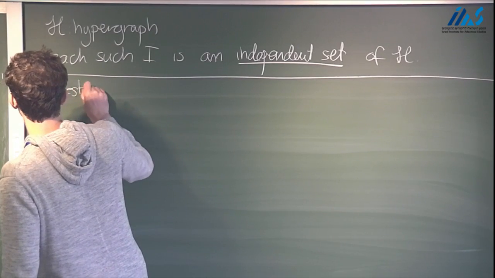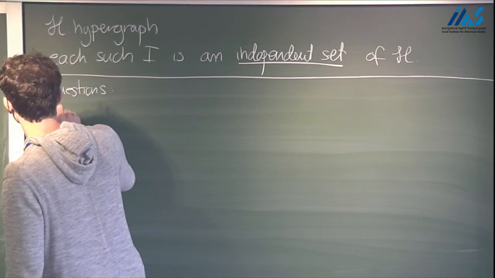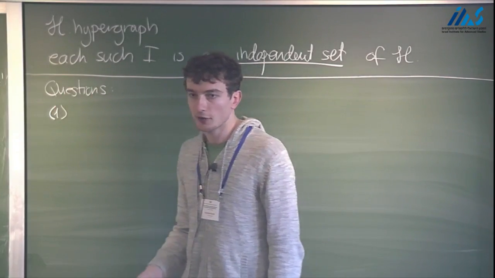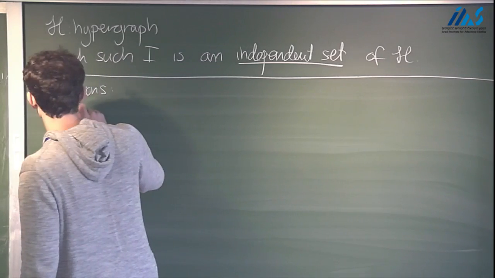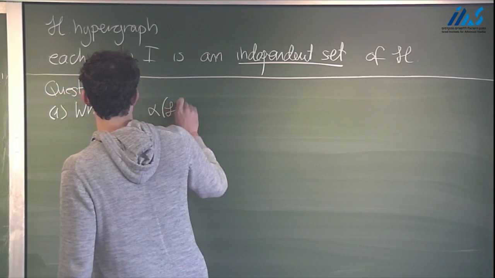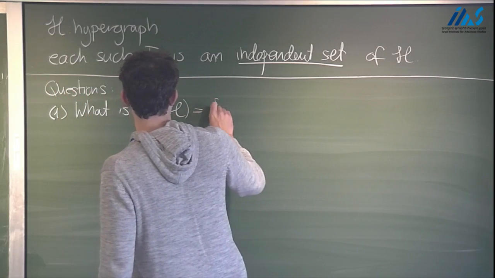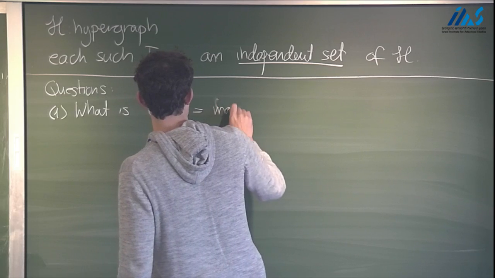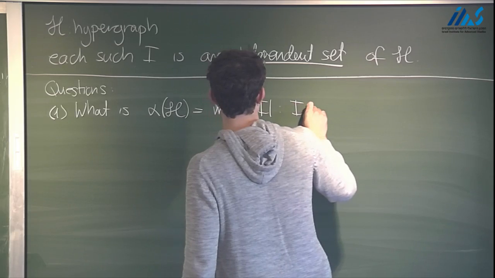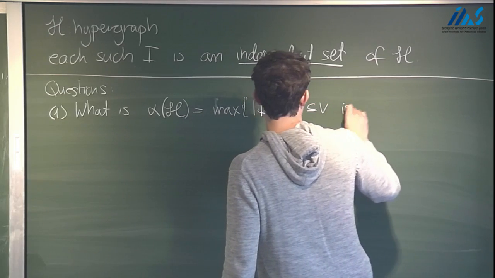So what are the questions that we ask? First of all, what is the largest independent set in a given hypergraph? This is, for example, the statement of Turan's theorem. What is alpha of H? We call it the independence number of H, which is the maximum size of I, where I is independent.